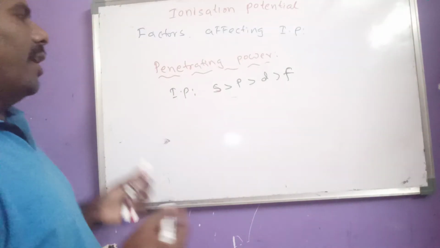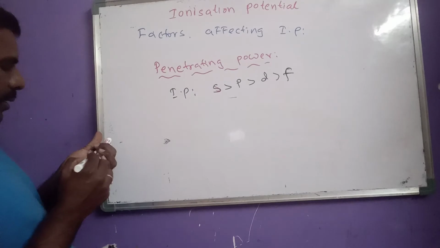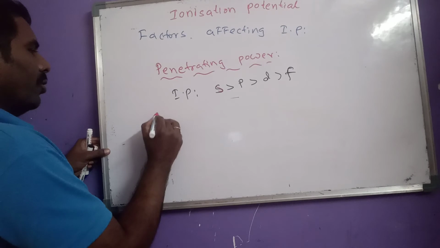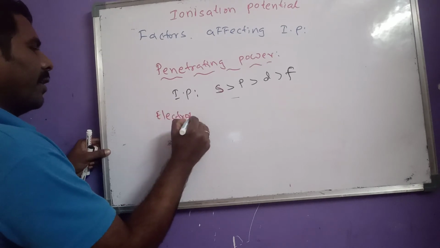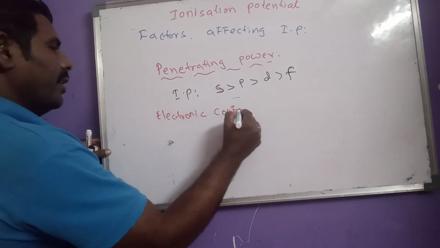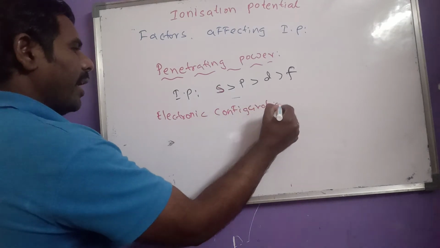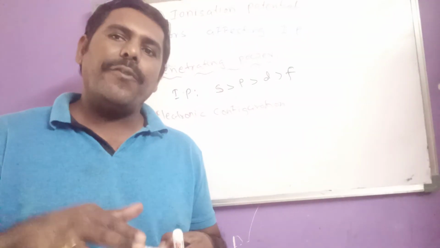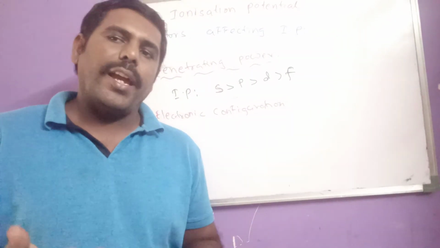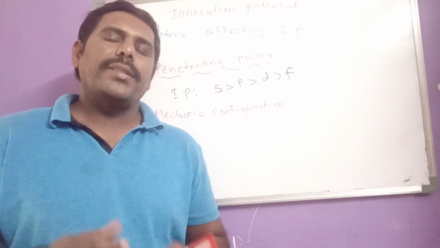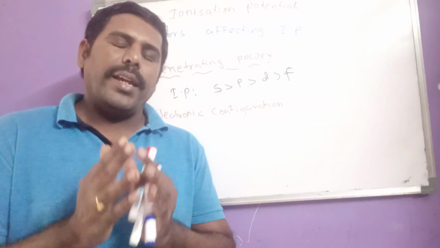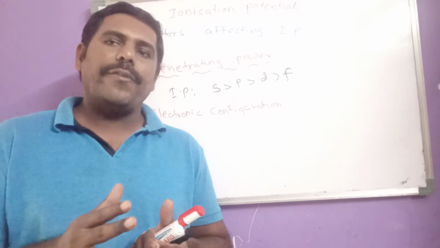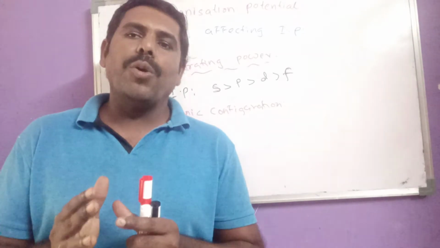Okay, next. After that, let us see another effect. What is that? Electronic configuration. Now what is the effect of electronic configuration? Let us see. We know that if any element has either a fully filled or half filled configuration, it has more stability. That means the elements which have half filled or fully filled configurations have more stability.